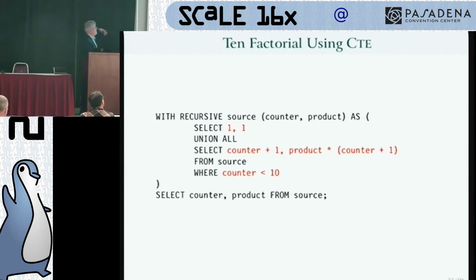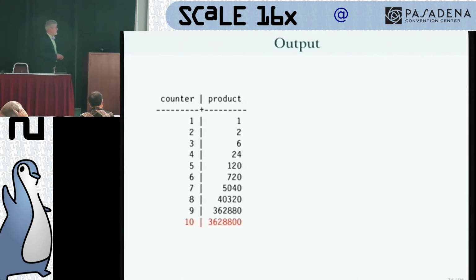We start with 1, 1 as a prime, and the first column goes up by 1 each time. The second column takes the counter, adds 1 to it, and multiplies it by whatever the product was. All right? And we do it up to 10, and then at the bottom we just output what we have. And if we look at the output, that's exactly what we think. There's 10 factorial right there. And we also have the factorial of all the numbers up to 10 as well.